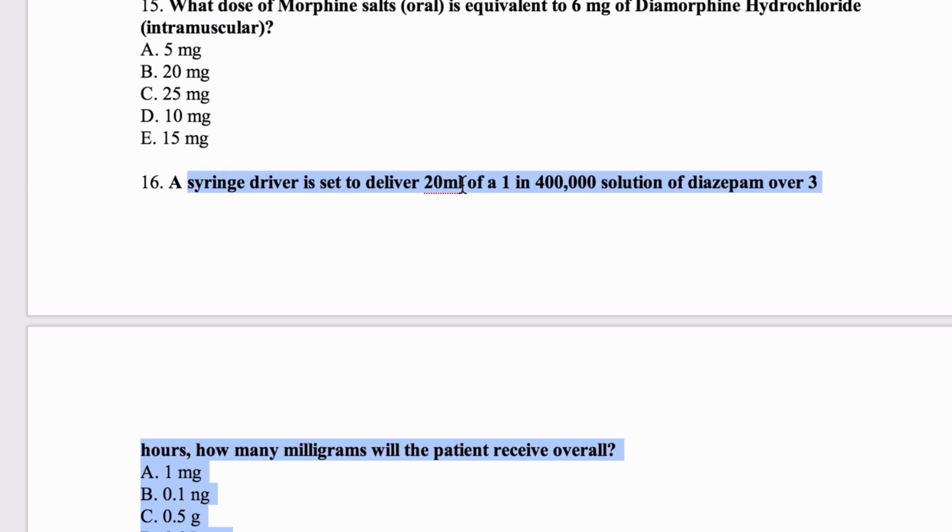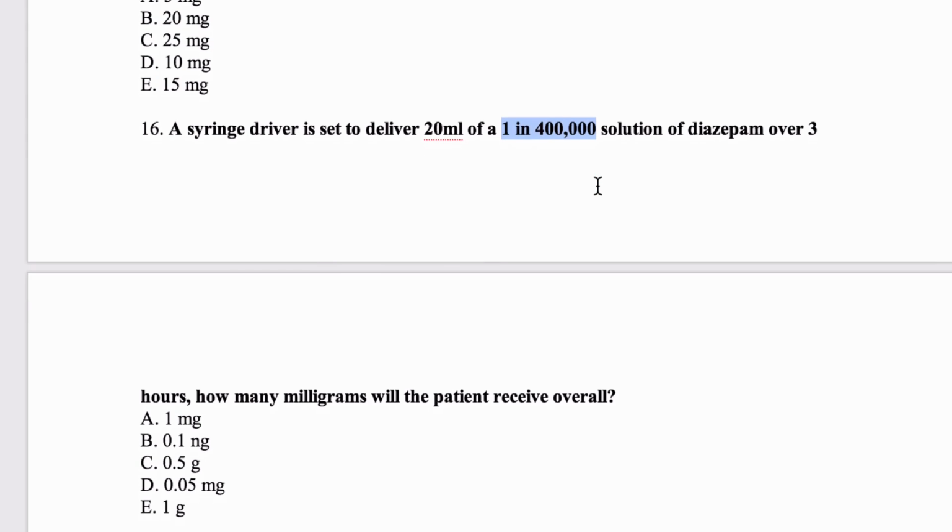So this syringe has 20 mils of 1 gram in 400,000 mil solution over 3 hours. How many milligrams will the patient receive overall?